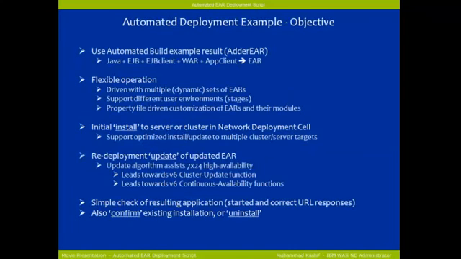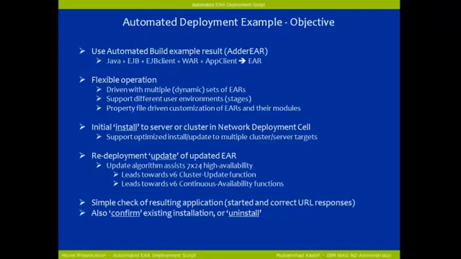Automated deployment examples: we can say, like a build script. The EAR file consists of Java, EJB client, and web app client. When all these components are assembled together, the EAR file is created. So the script is used for that also. And there are flexible operations driven with multiple dynamic sets of EARs. There can be many EARs to deploy on multiple targets.